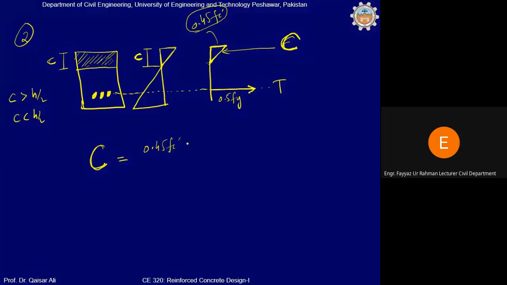0.45 Fc prime divided by 2, because we will take the average stress, multiplied by the area on which the stress is acting. So what is the area? b c, not 2. Where is the 2 coming from? Oh sorry sir. b c. So the compressive force will be equal to 0.45 Fc prime into b c divided by 2. This is the compressive force.